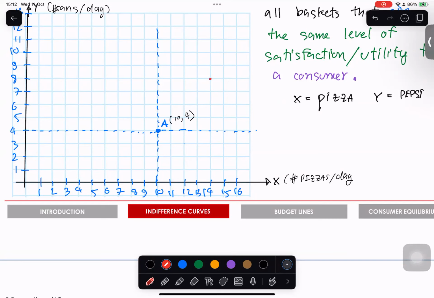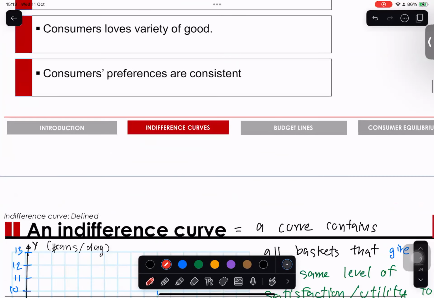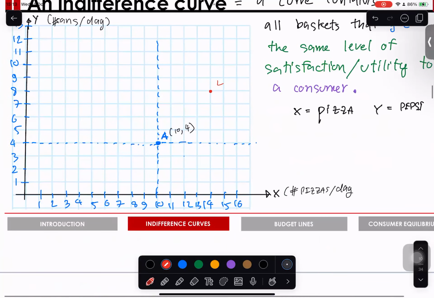Let's go for this one. Basket L. Which one do you prefer, L or A, Mr. Beam? Why L? You comply with this: more is preferred to less. The higher amount of pizza, or the higher amount of Pepsi, or a higher amount of both must generate a higher level of satisfaction. Utility from L is higher than utility from having A. L is preferred to A.